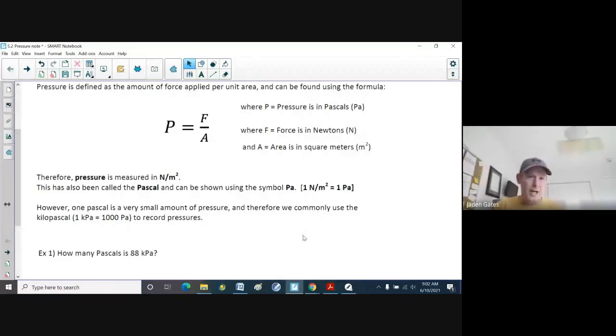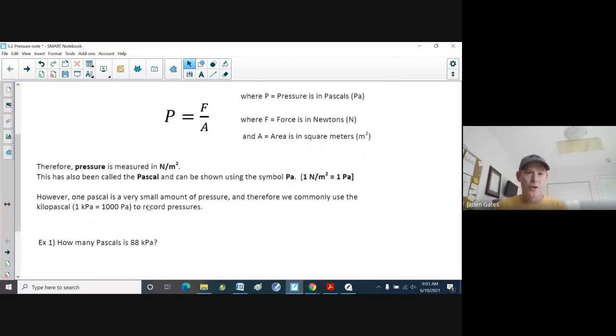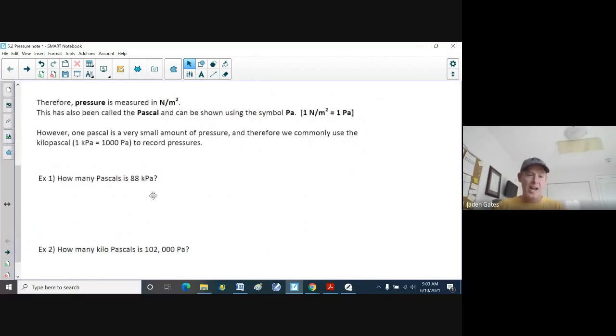However, 1 Pascal is a very small amount of pressure, and therefore we commonly use kilopascals. So 1,000 pascals gives you a kilopascal. You'll often see that with the weather, where the pressure will be measured in kilopascals. What that is doing is measuring how much air is on top of you, how much the air weighs on top of us. That's kind of to do with weather, but we won't get into that right now.